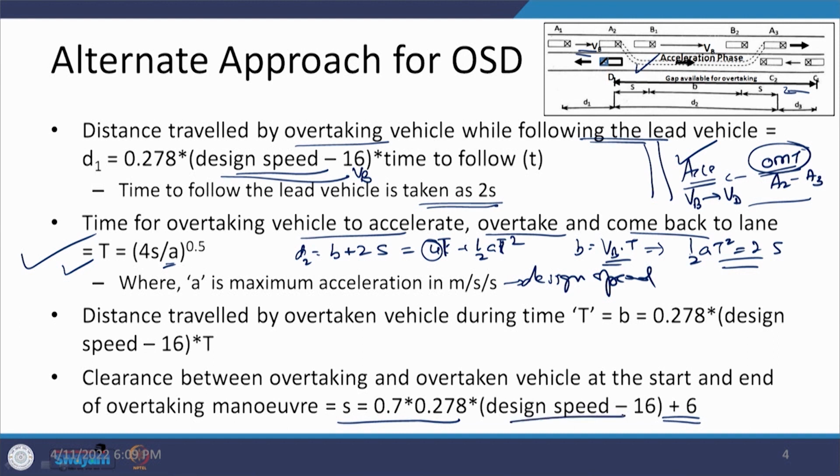So, Vb is written as design speed minus 16, and we are considering that all of these values are in kilometers per hour, and that is why the factor 0.278 is being taken. Okay, so the distance travelled by the overtaking vehicle during time t will be b equals 0.278 into (design speed minus 16) into t, and now we have all the three values available with us.